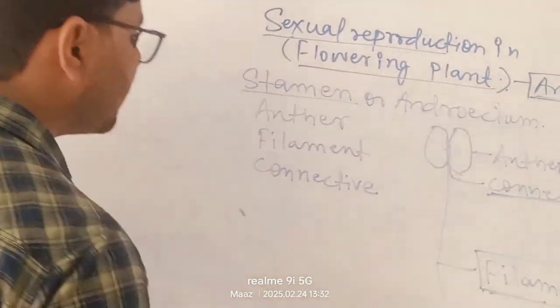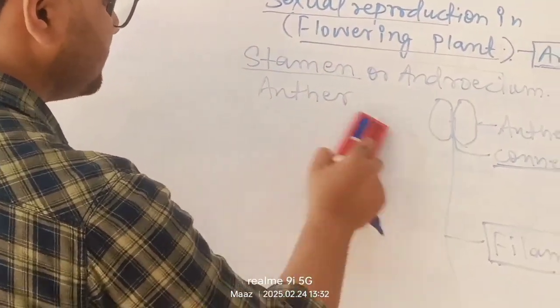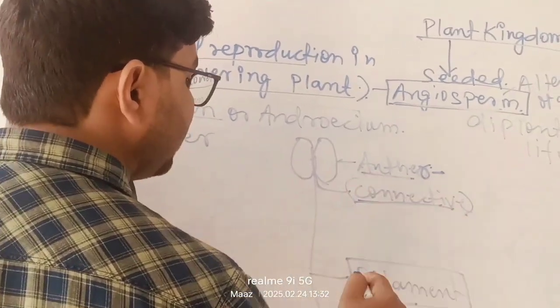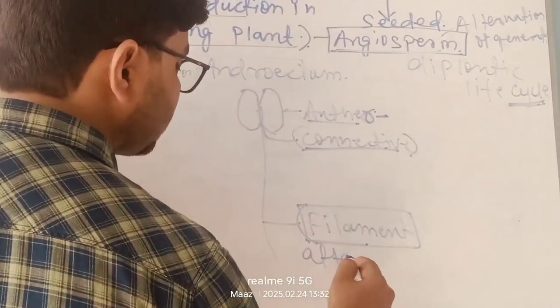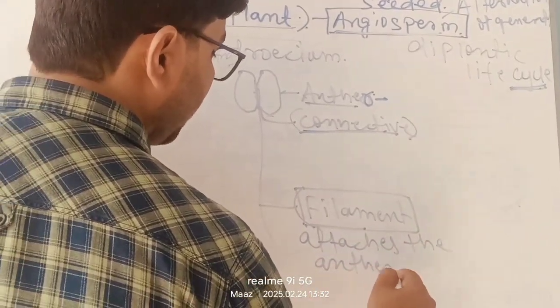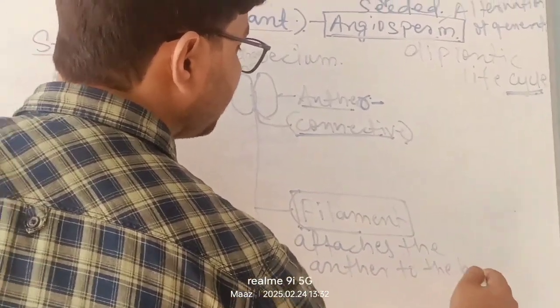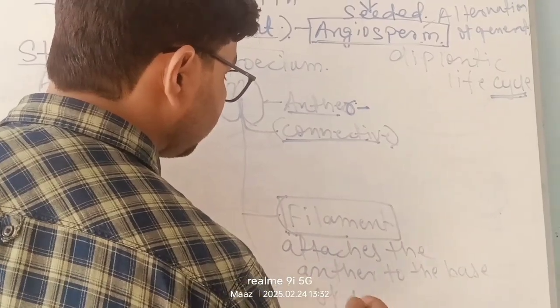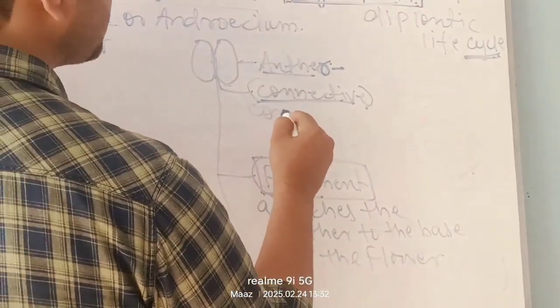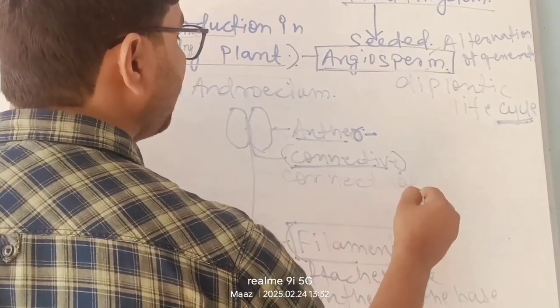If we talk about the anther, what is the role of the connective? It connects the two lobes of the anther. Filament attaches the anther to the base of the flower. Connective connects two lobes of the anther.